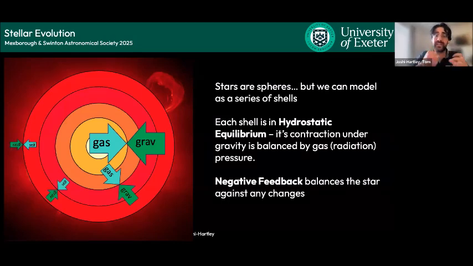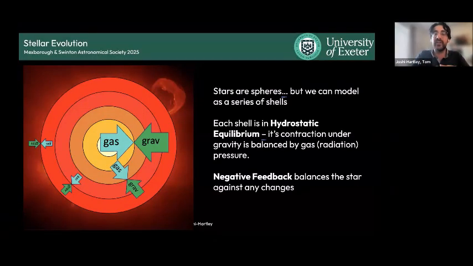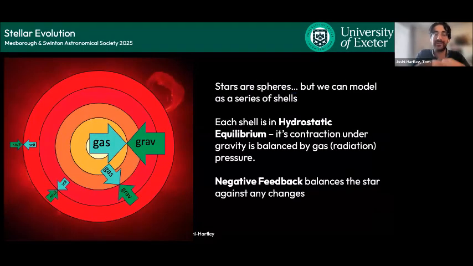Due to a process called negative feedback, these stars are very stable against changes. If you somehow magically reduced the pressure for one of these shells, so that its gas pressure was less, it would contract under gravity. But if it contracted under gravity, it would heat up, which would cause its gas pressure to increase, and the rate of the nuclear burning to increase, and that would produce more gas pressure outwards. So it would balance that change and return to its original state.